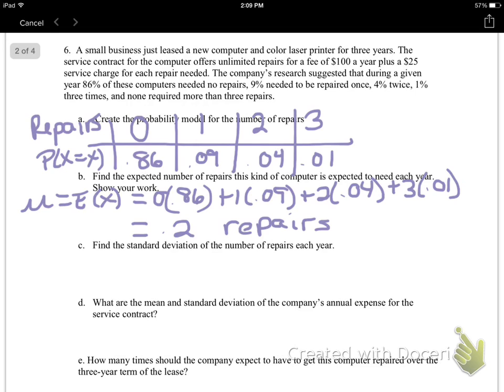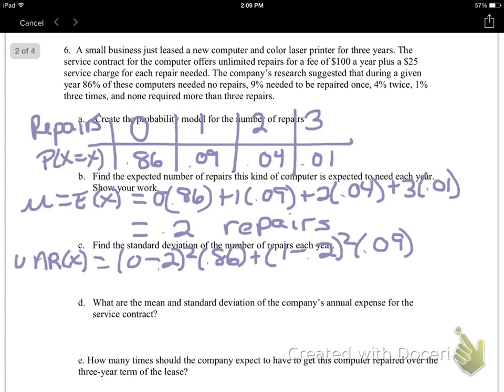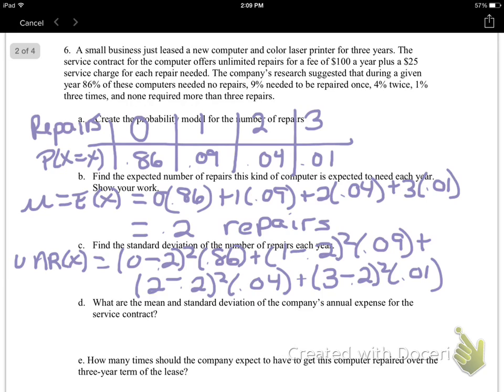Okay, now it says find the standard deviation. So remember, I'm going to work in the variance. So it's going to be 0 minus 0.2 squared times 0.86 plus 1 minus 0.2 squared times 0.09 plus 2 minus 0.2 squared times 0.04 plus 3 minus 0.2 squared times 0.01. Okay, I need to go find out what this is.